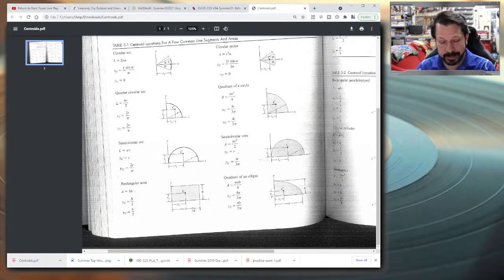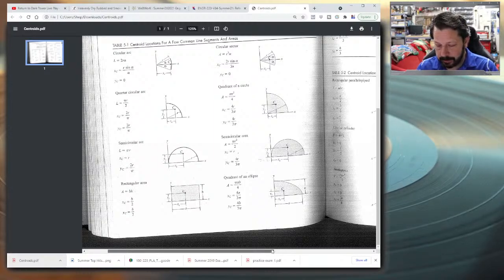They did put a rectangle in here, although it should be intuitively obvious where the centroid of a rectangle would be. It would just be the base divided by 2, so you can see x sub c, and they've got it labeled down here. X sub c is just the base divided by 2, and that's where the centroid would be. Same thing for the height. It would be the height divided by 2 to get the location of the y centroid.